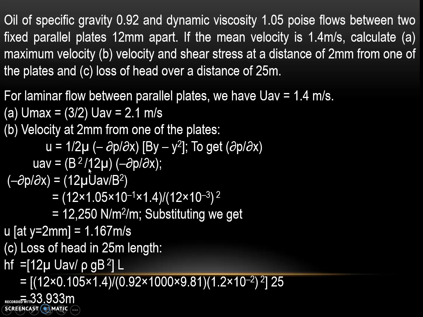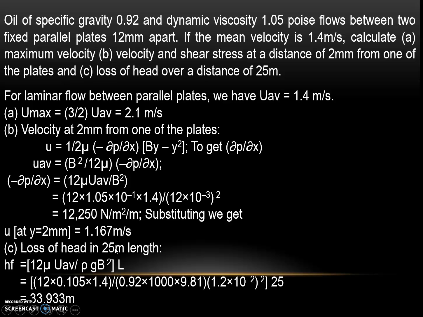For u average, we have the formula B square divided by 12 mu into minus dou P by dou X. So minus dou P by dou X is equal to 12 mu u average divided by B square. Mu is 1.05 into 10 raised to minus 1, into 1.4, that is u average, divided by B, which is 12 mm, so it is 12 into 10 raised to minus 3 meter, the whole square. So now we get minus dou P by dou X as 12,250 Newton per square meter per meter. Substituting this value in the equation to find u, we get u as 1.167 meter per second.